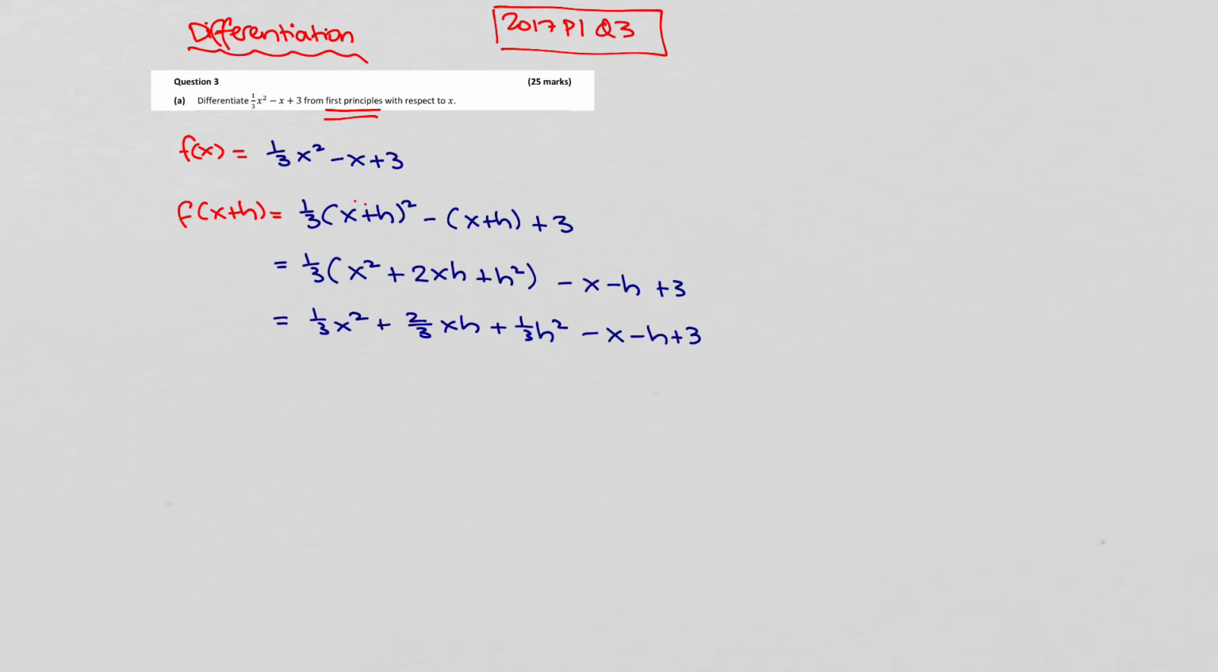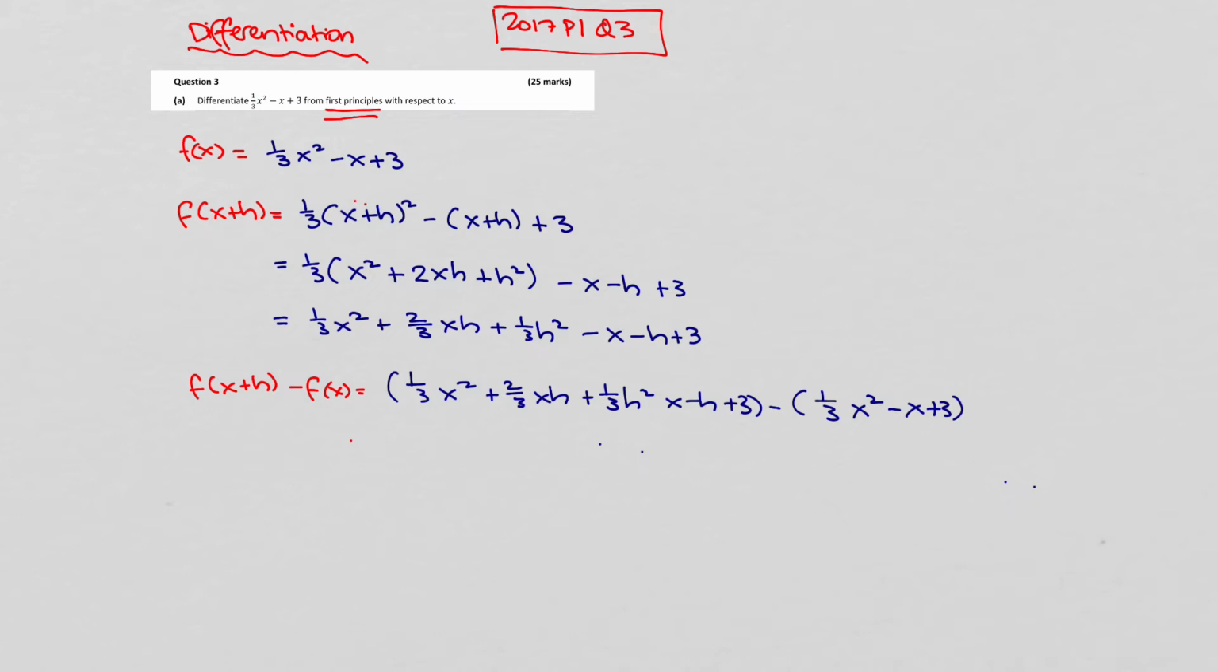So our next step then is to take the first step and the second step and subtract them. So in other words, f of x plus h minus f of x. So again, making sure to use brackets here when subtracting. So we have a third x squared plus 2 over 3 xh plus a third h squared minus x minus h plus 3 minus, and again, using brackets, a third x squared minus x plus 3. So again, if we forget to use our brackets, this is where our signs will go wrong and we'll end up not cancelling the correct terms.